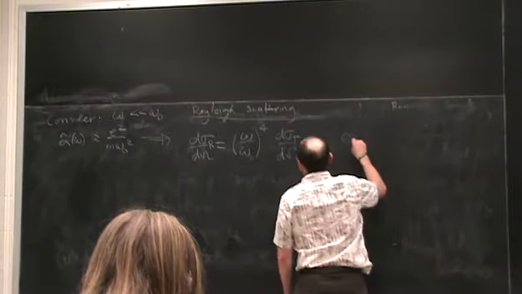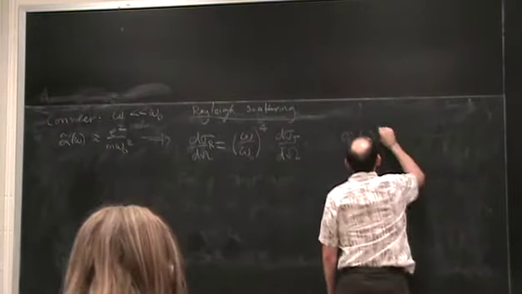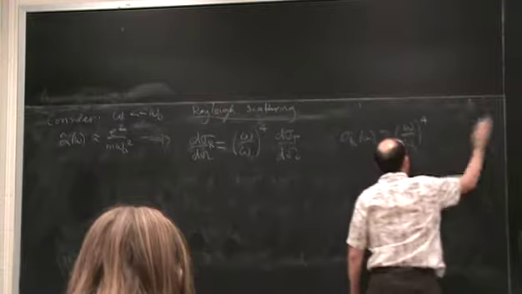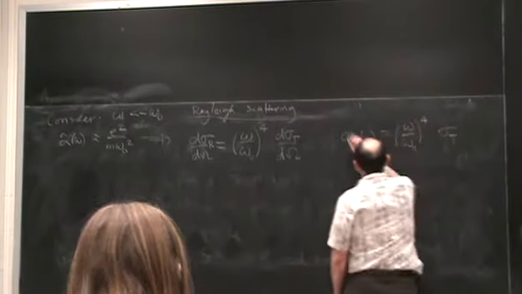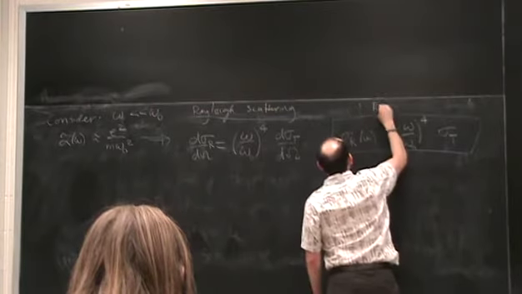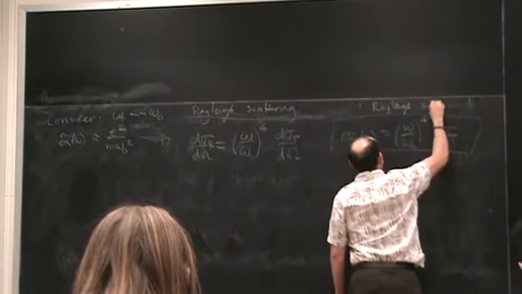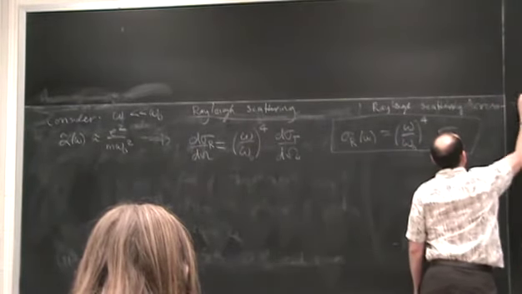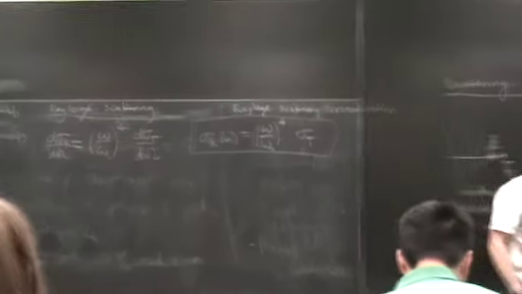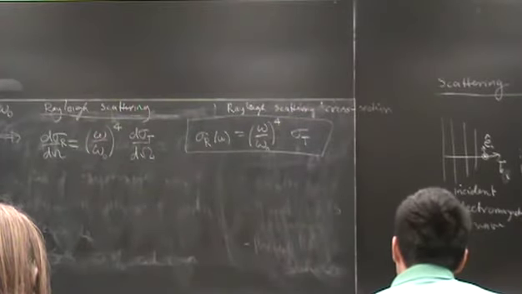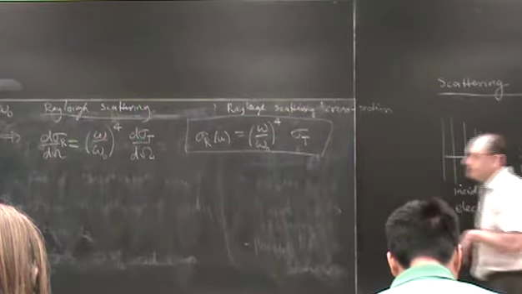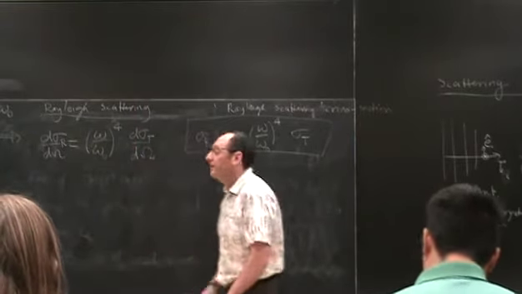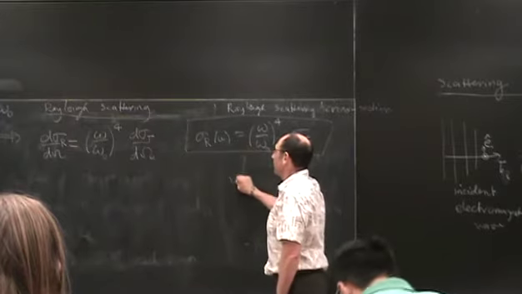So the total Rayleigh scattering as a function of frequency is equal to the frequency over the resonance frequency to the fourth power times the Thomson scattering cross section. Of course, this explains why the sky is blue.